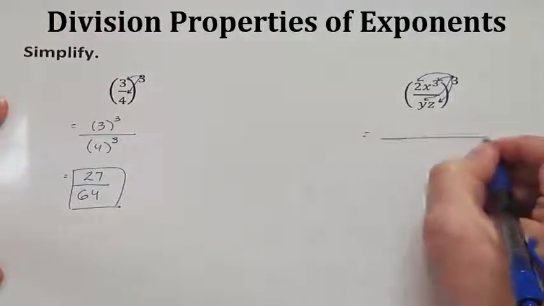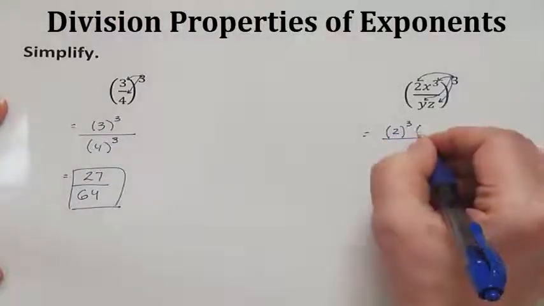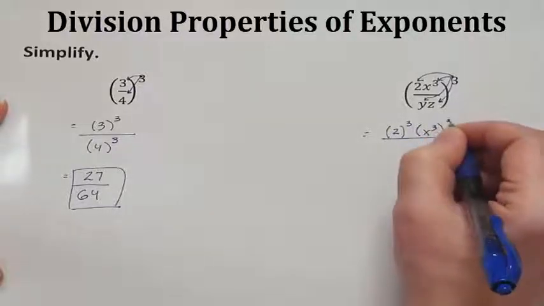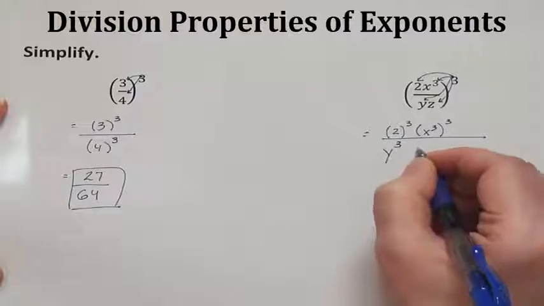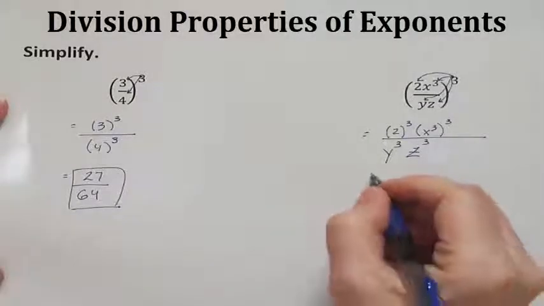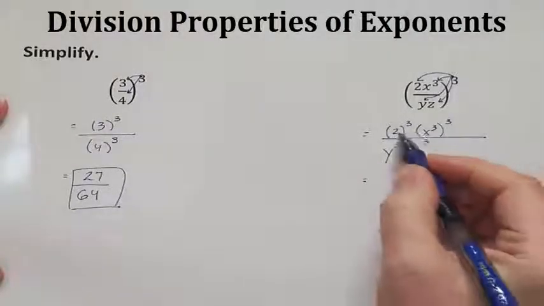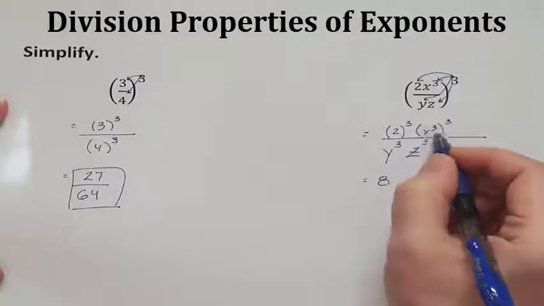So looking at just the numerator of the fraction, the 2 got raised to the third. That x to the third got raised to the third. This y got raised to the third. That z got raised to the third. Everybody in the fraction gets raised to the third power. So let's see if we can finish simplifying it. What is 2 to the third power? That's 8.